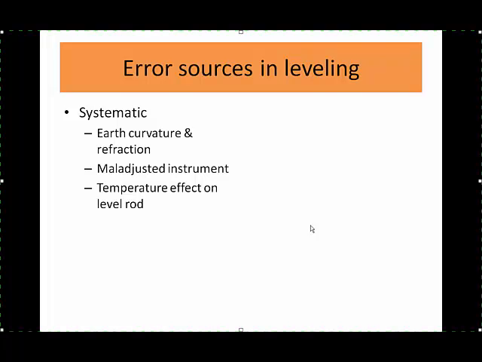However, for very precise leveling, there are very specialized alloy rods for which we must take temperature measurements and correct for temperature-induced length changes. If your level rod is not plumb, then you're going to have a reading that exceeds the truth.